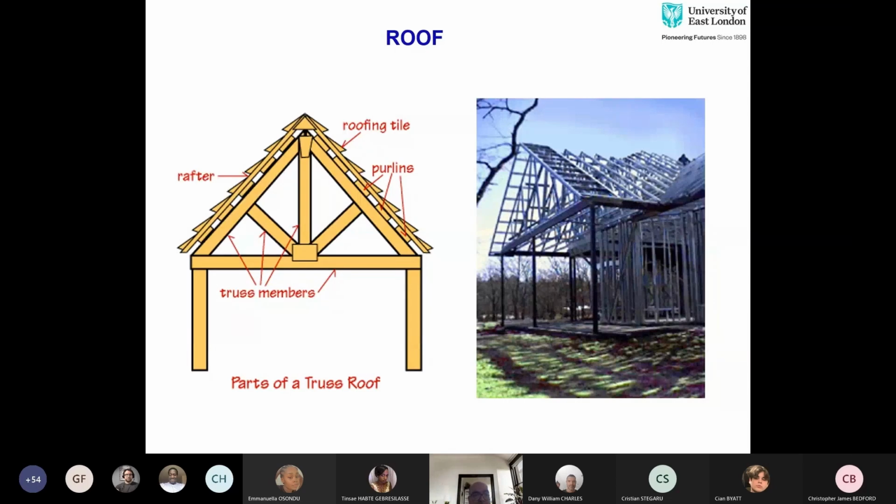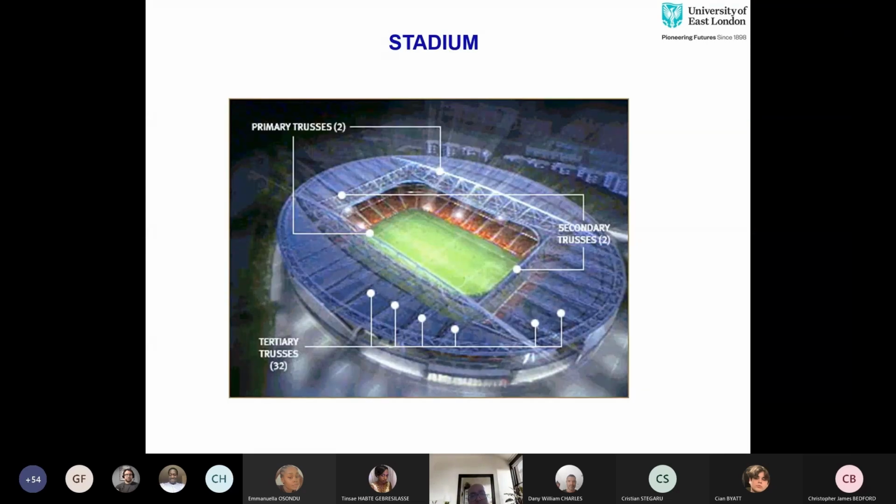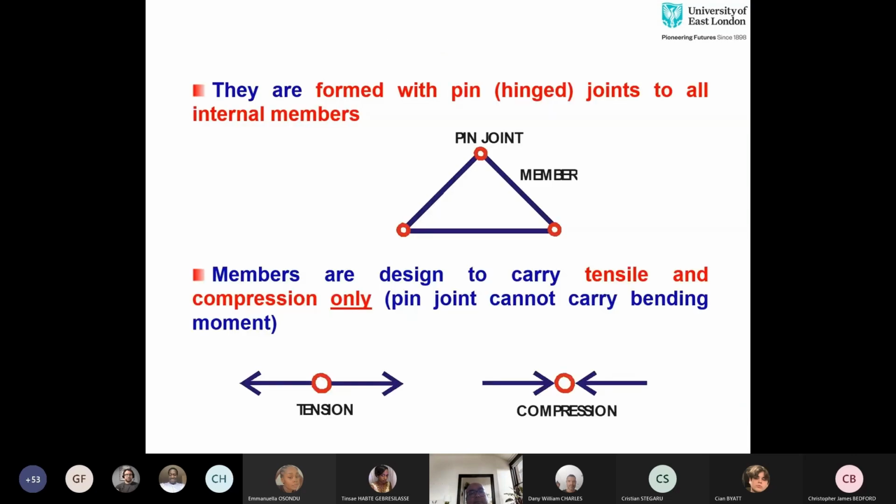This is one of the applications: you have roof truss members over here, you have joints, you have these purlins, and then on top of that, you have the roofing tile. Another application is road and rail bridges. And the third example could be stadiums, where you have very large spans and you would use primary trusses and secondary trusses to support the loading without any vertical structures. To support very large roofs, you need trusses. Trusses are formed with pin or hinge joints to all internal members.